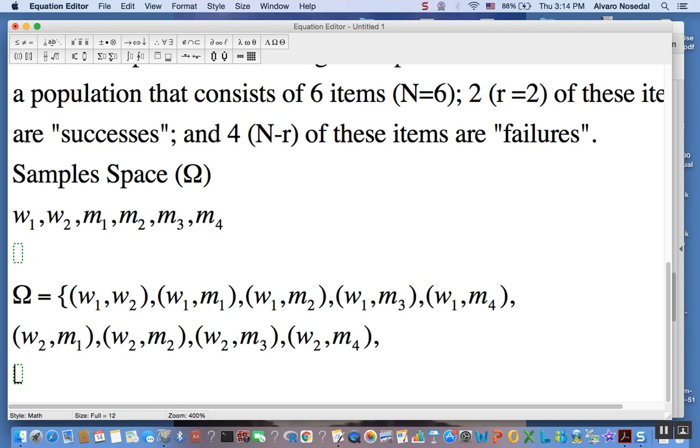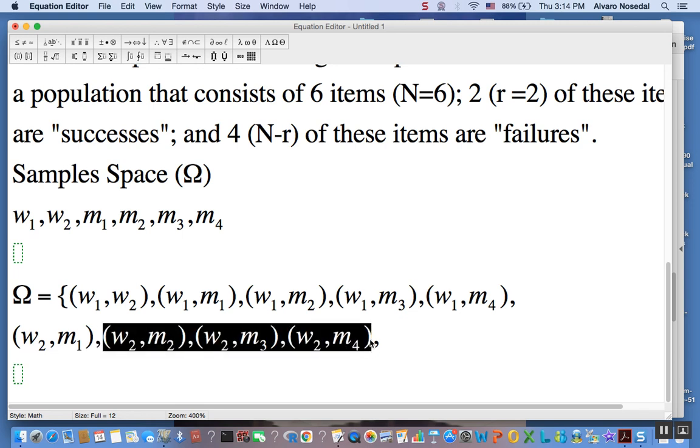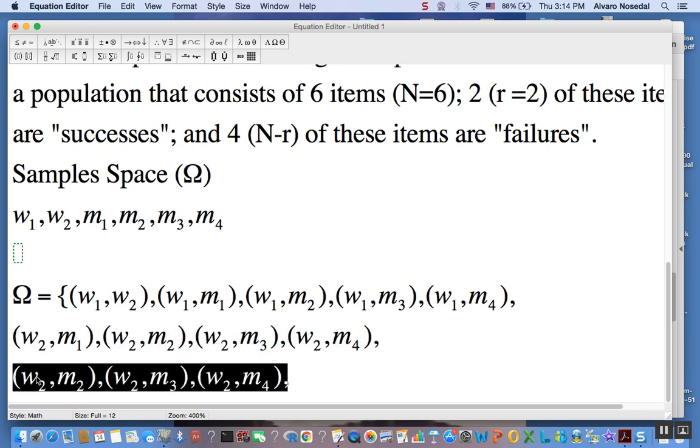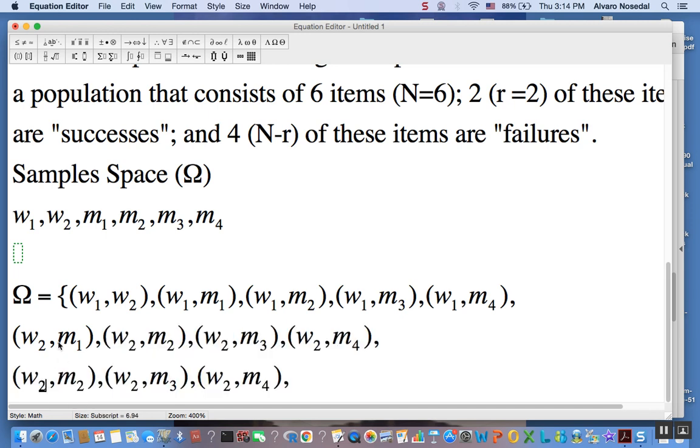Now, another possibility would be, now we have man number 1 and man number 2. Man number 1, man number 3, man number 1, and man number 4. Okay, makes sense? We could have those as possible outcomes. So let me copy paste here to save a little bit of time. And we said we could have this guy here, right?